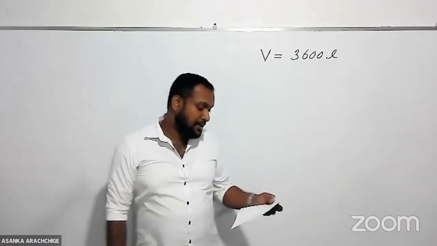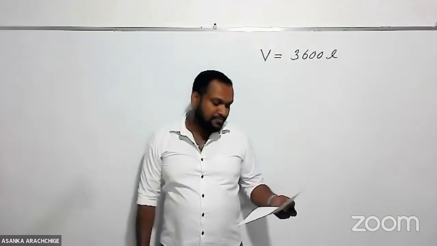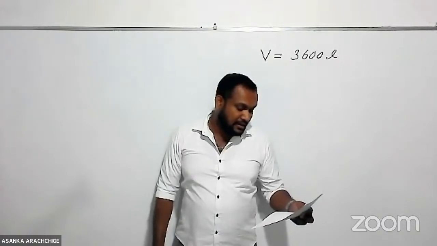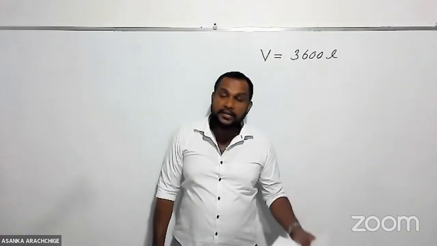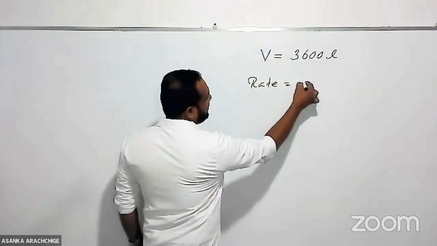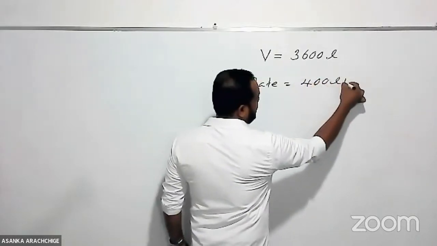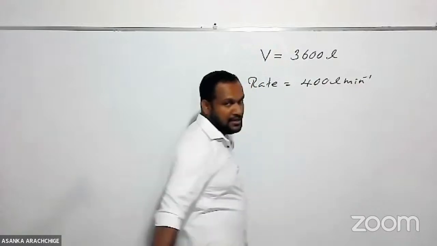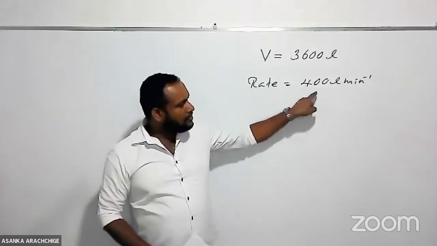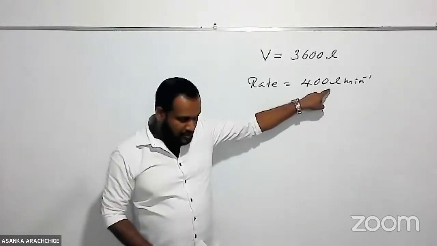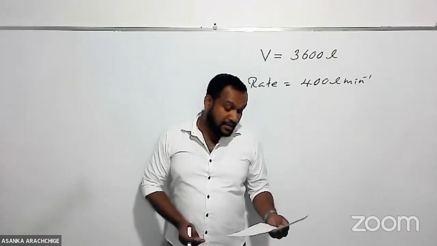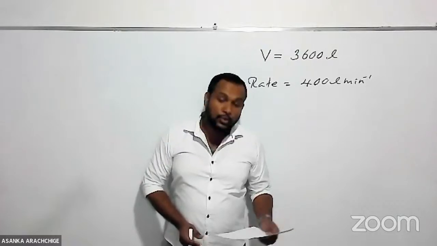This tank is filled using a pump which flows out water at a rate of 400 liters per minute. The rate is given to be 400 liters per minute. In 1 minute of time, this pump flows out 400 liters of water. Understood? Then, find the time taken to fill half the tank using this pump.